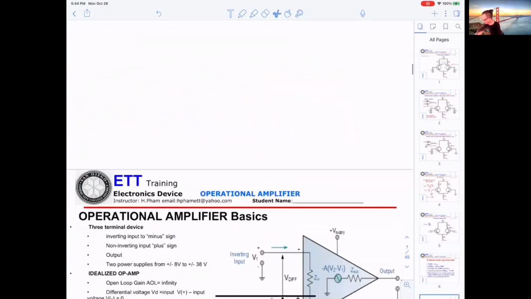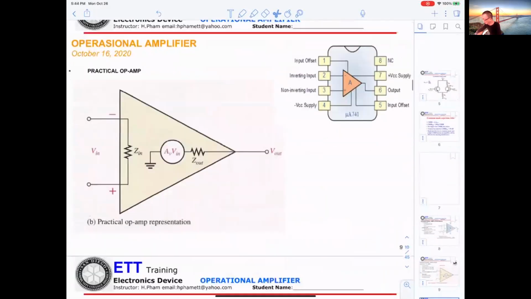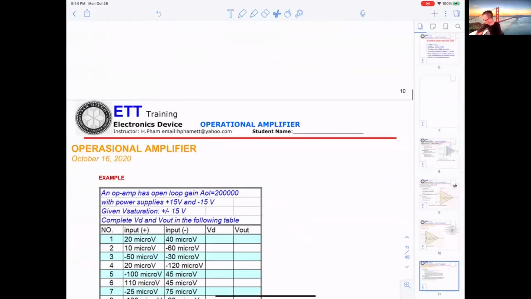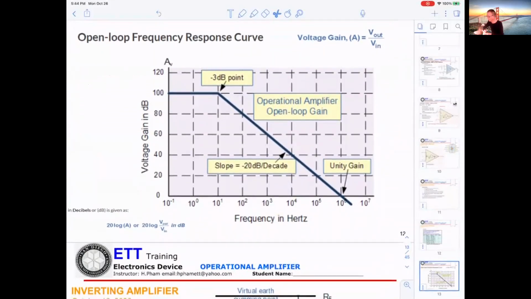Okay, so now we start with today. When you're looking into that, they display the open loop frequency response curve. Response means the output curve. That means the open loop gain.